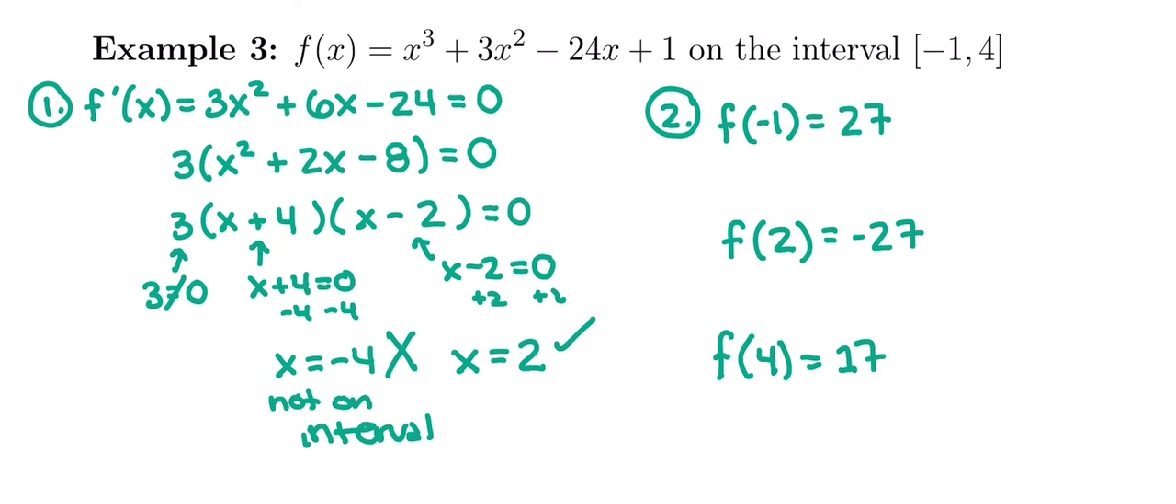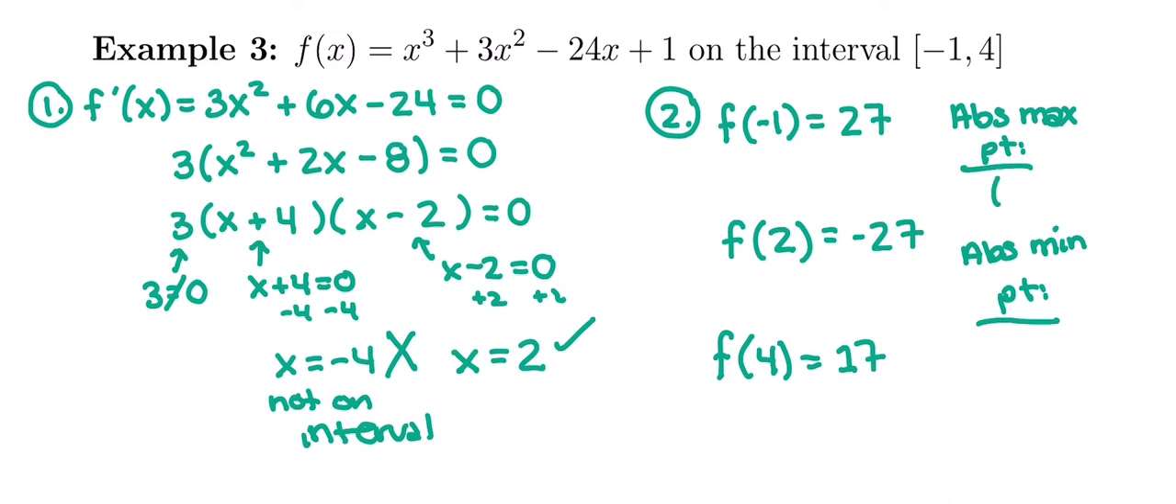So now I'm going to look at these y values and figure out what's the absolute max point and what's the absolute min point. So we're just comparing y values between 27, -27, and 17. Which one's the absolute max? Well, the absolute max would be -1, 27, or if we're just asked for a value, the y value would be just 27. And the absolute min point would be at 2, -27.